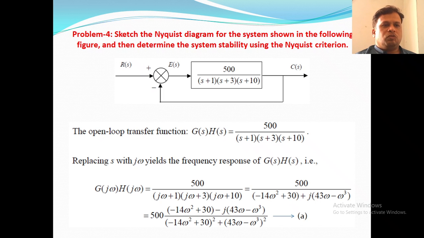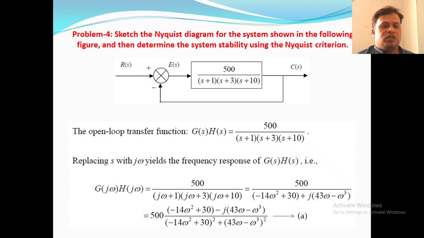Now, one more problem: sketch the Nyquist diagram for the system shown in the following figure and then determine the system stability using the Nyquist criterion. If you see here, R(s) and C(s) are the two functions and E(s) is the error function. The transfer function is 500 by (s plus 1)(s plus 3)(s plus 10).